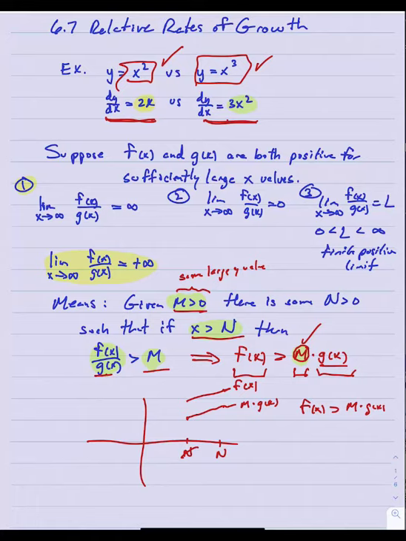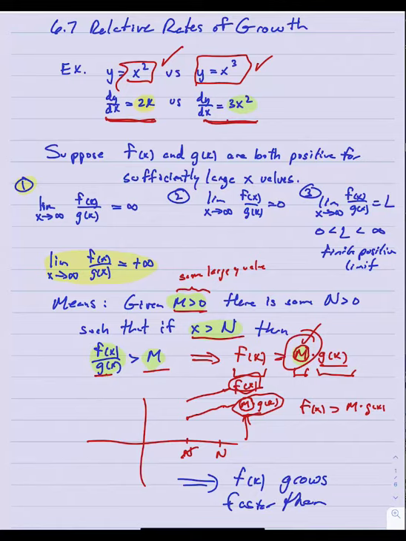In fact, in this series of graphs where I'm increasing that m value, I'm making m bigger. And even though I'm making it bigger, f of x always manages to stay ahead of m times g of x. That means f must be growing faster than g is. It has to, because I'm making this function bigger by putting a bigger and bigger m in front of it. And no matter how big I make that m, the graph of f is still bigger. All right, in that sense, we're going to say that the conclusion is that f of x grows faster than g of x.